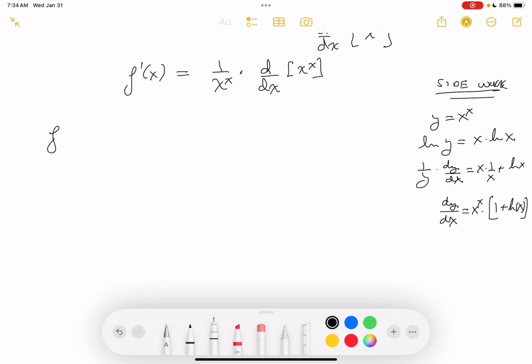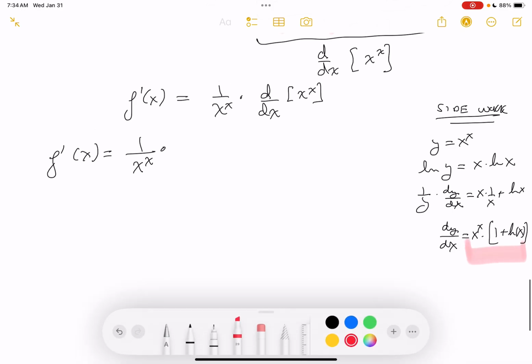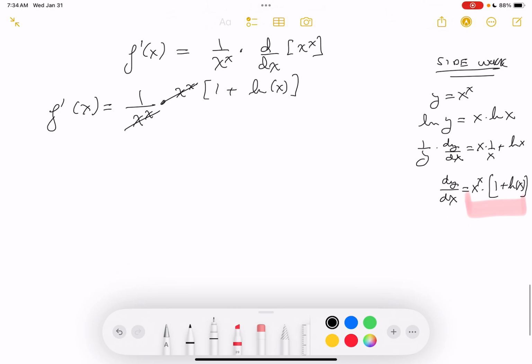So I know what that's equal to. Let's write that down. f prime of x is the same thing: x to the x times 1 plus the natural log of x. This cancels off, that's if x is greater than 0. And you get something pretty simple, by the way: 1 plus the natural log of x.